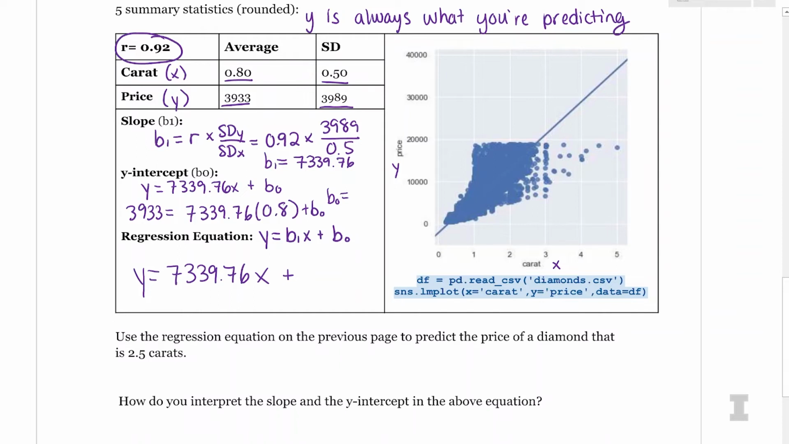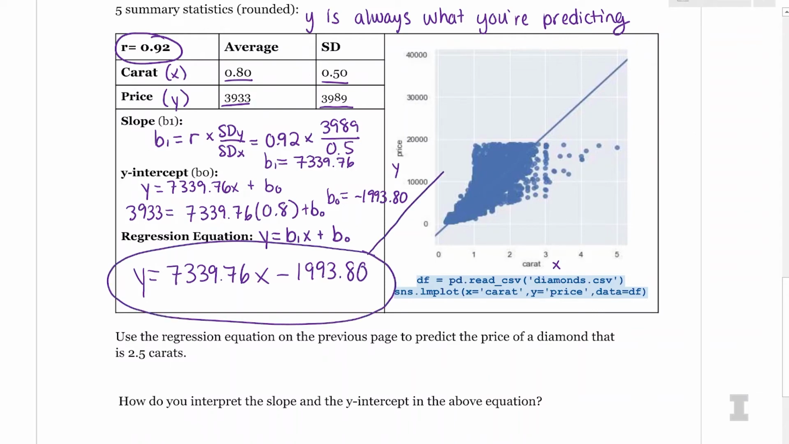Wade is putting that into Python. So I'm rearranging the equations a little bit and doing 3933 minus 0.8 times 7339.76. Is that right? Perfect. Yep. And I get negative $1,938.80. All right. So I am going to add that to my regression equation. It's actually minus $1,938.80. So here is my regression equation.